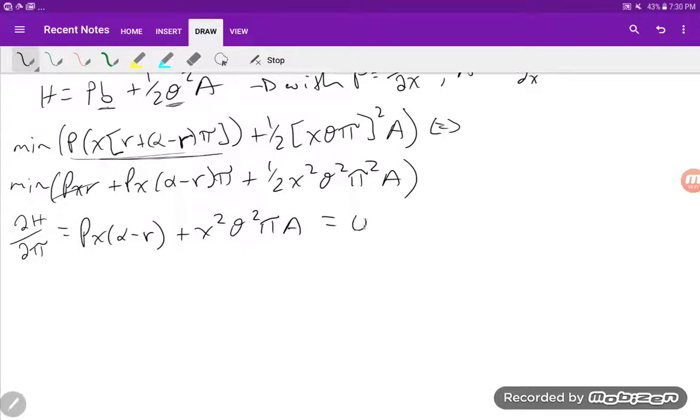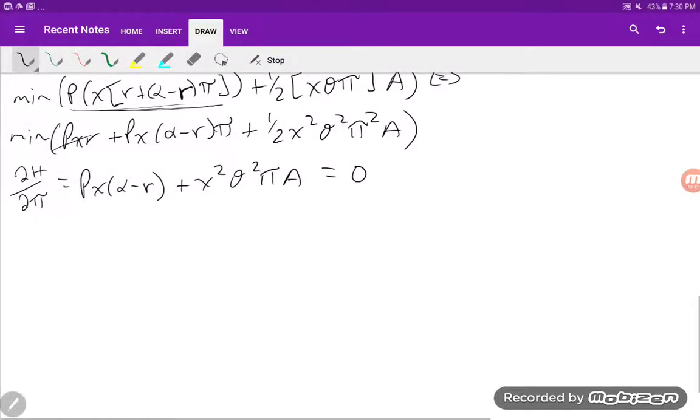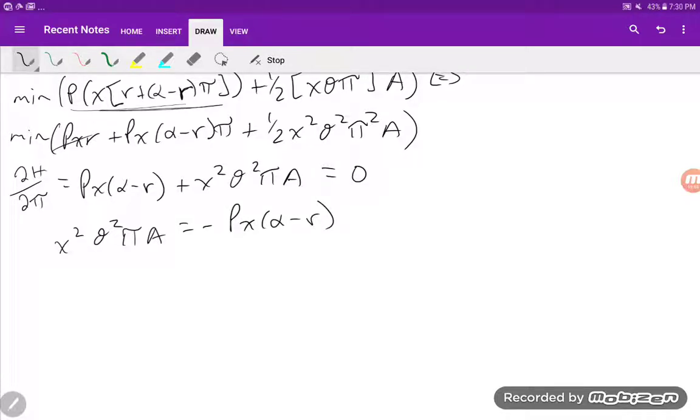And then obviously first order condition we set to 0. And you want to solve for pi, right? So let's move that over to the other side. So we have x squared sigma squared pi a equal negative px alpha minus r. And then obviously divide by everything that's left. So we're going to have that pi is equal to negative px alpha minus r over x squared sigma squared a.